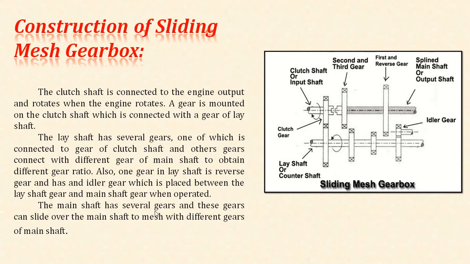The main shaft has several gears and these gears can slide over the main shaft to mesh with the different gears of the lay shaft. A spline shaft is provided, used to slide the gears on the main shaft, and they can easily transmit the gear speed to the differential.